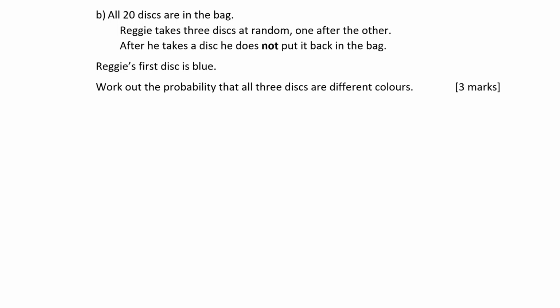So we know his first disc is blue, so I'm just going to ignore that first selection. I'm just going to assume I've got 1 less disc and 1 less blue disc in the bag. So I'm going to start off with 19 discs, 10 of which are red, because none of the red ones have been selected. How many of the other ones were there? 7 blue and 3 green to start with. So if we selected a blue one already, we've got 6 blue left and 3 green ones. So I've got 19 discs, 10 red, 6 blue, 3 green.